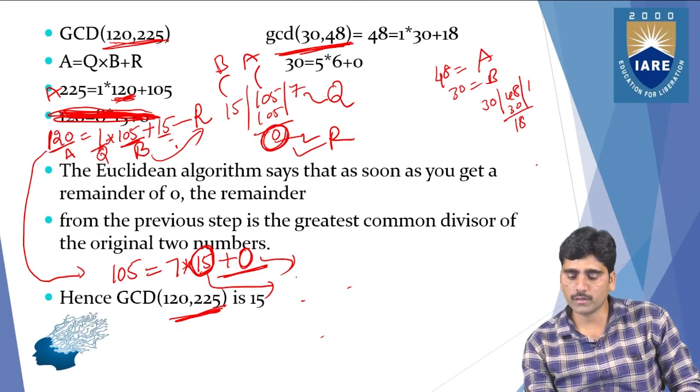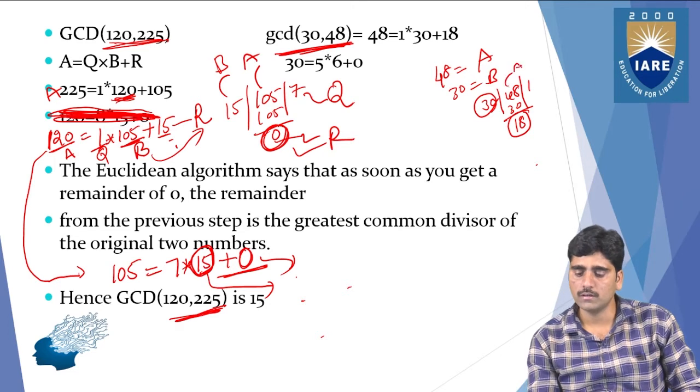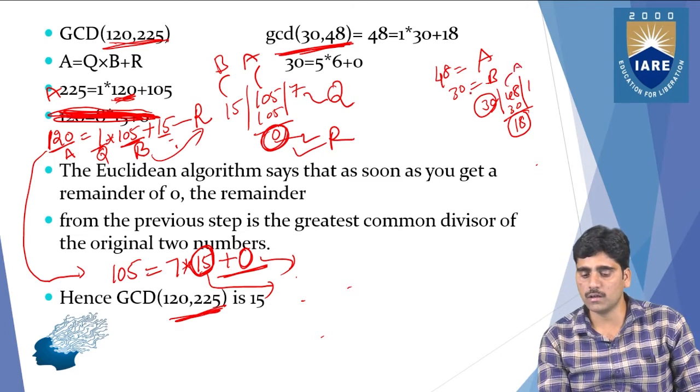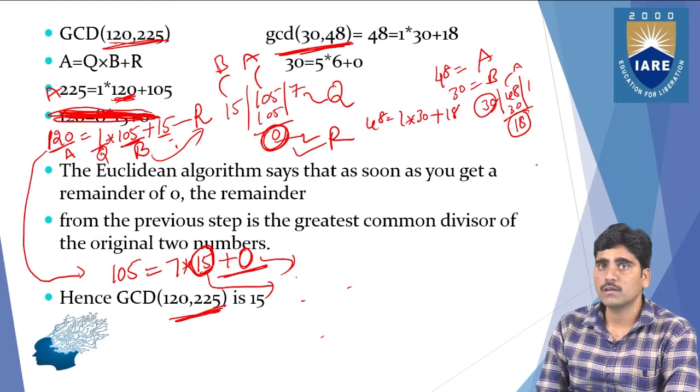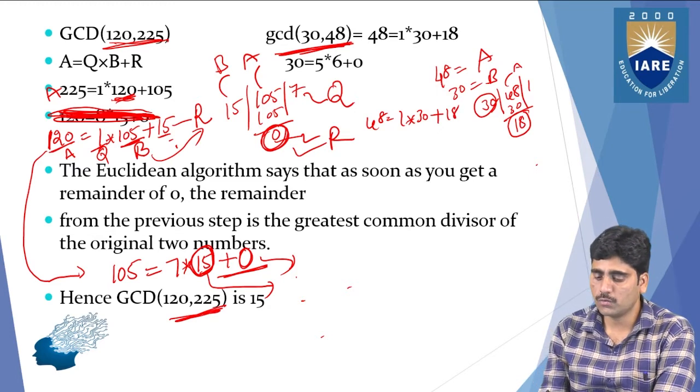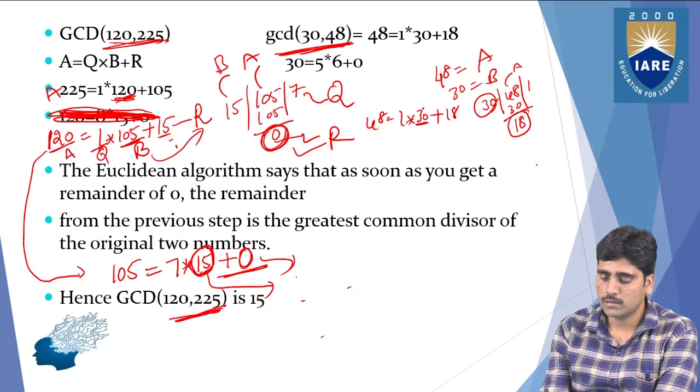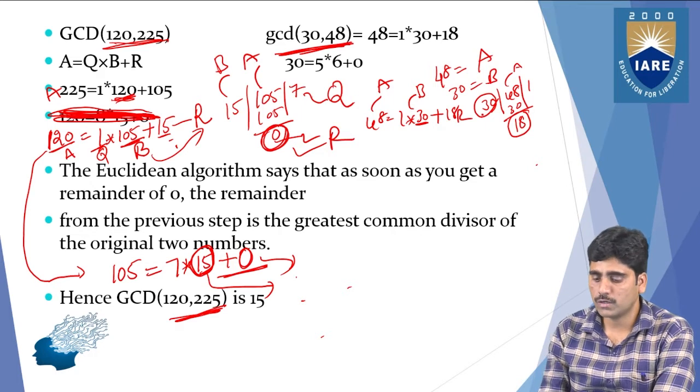So again, what you need to do? The remainder is 18, the B value is 30, and the A value is 48, right? So now you need to reform the statement. How? We can write 48 equals 1 into 30 plus 18. So now here this is the B value, this is the A value, and this is the remainder value, right?